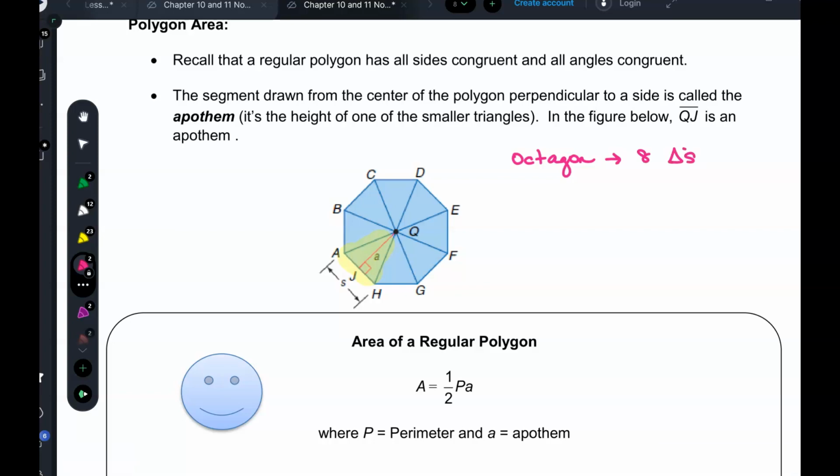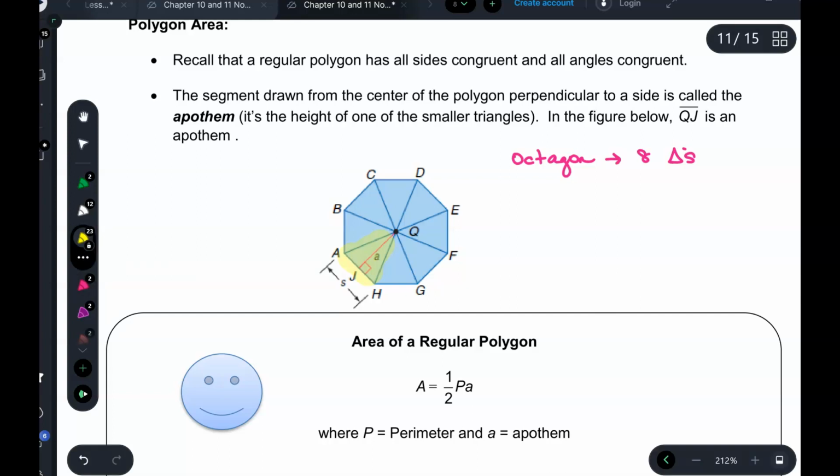So if you have the base and the height of one of those, then you can multiply by 8. Okay. So how are you supposed to find it now? This is a new segment. This has a new value. This is the perpendicular segment, and it has a name, okay? So the height of one of the smaller triangles is called the apothem.